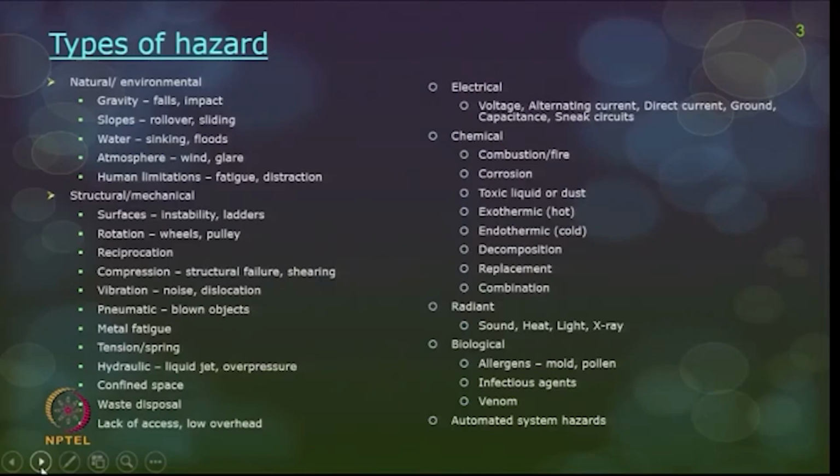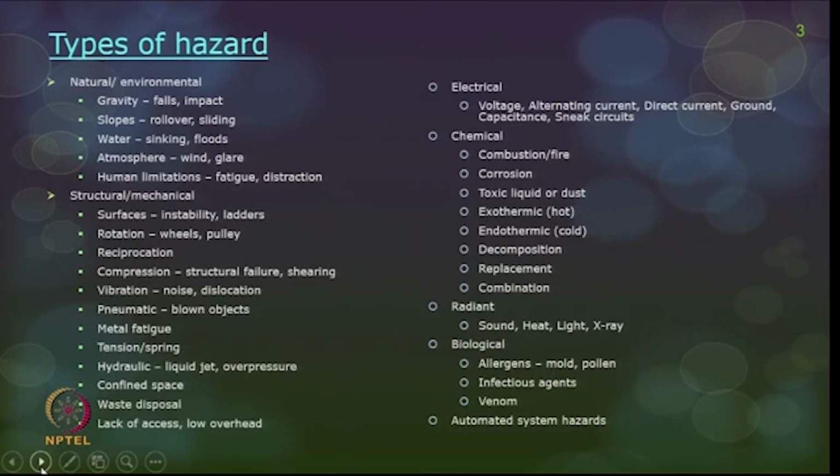Types of hazard. So, this is a list I have brought from literature. Natural or environmental, structural or mechanical, electrical, chemical, radiant, biological. So, like this you can list out the hazards seen in any construction site. Natural or environmental: gravity, falls, impact, slopes, rollover or sliding, water, sinking or floods, atmosphere, wind, glare and so on. Structural or mechanical: surfaces, instability, ladders, rotation, wheels or pulleys, compression, structural failure, shearing, vibration, noise, dislocation, pneumatic or blown objects, metal fatigue, tension spring, confined space and so on.